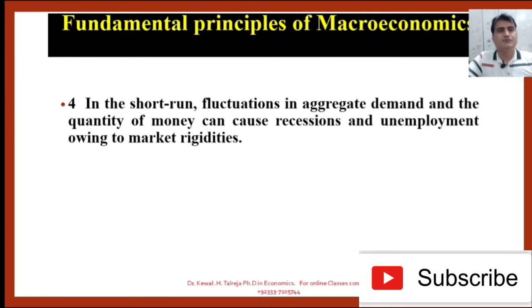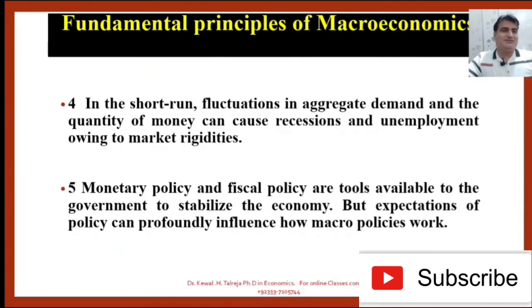So in the short run there are price surprises and price shocks, and the economy is not producing at the potential level of output. There might be a contractionary gap or an expansionary gap in the economy. So in the short run, fluctuations in aggregate demand and the quantity of money can cause recession. Monetary policy and fiscal policy are tools available to the government to stabilize the economy, but expectations of policy can profoundly influence how macro policies work.